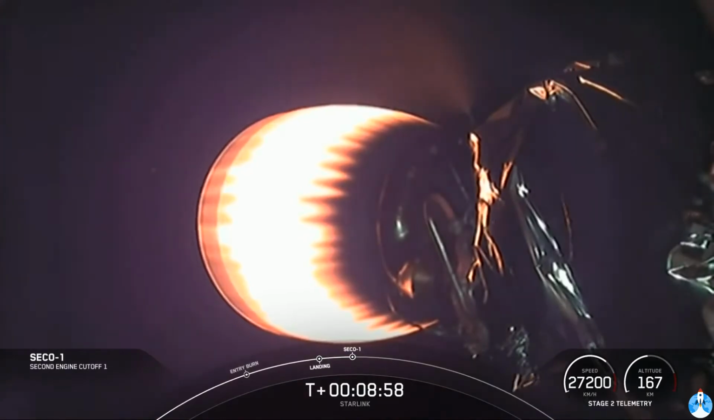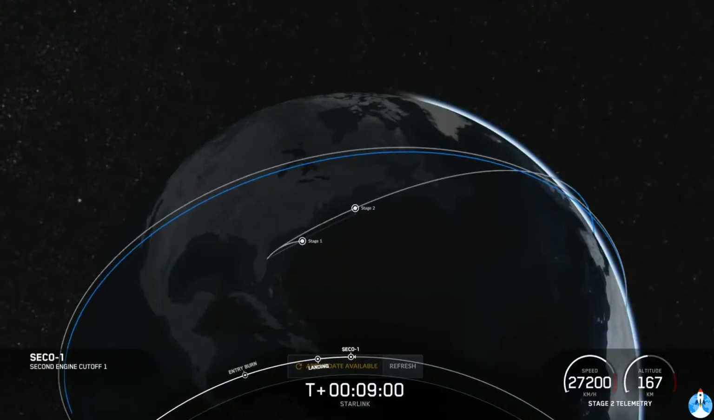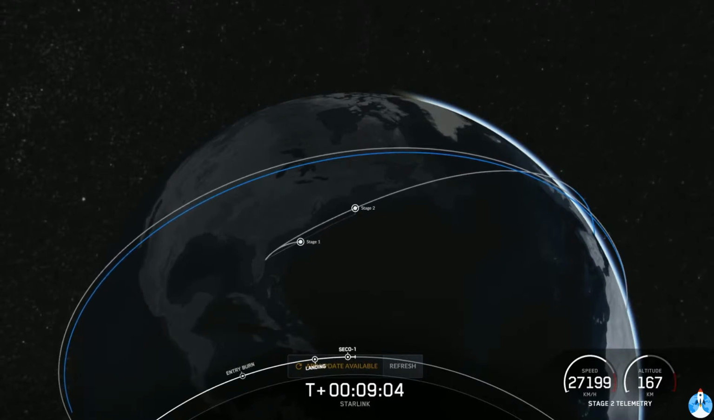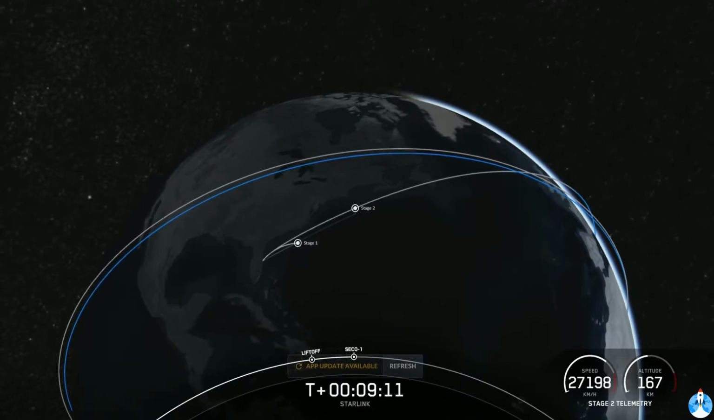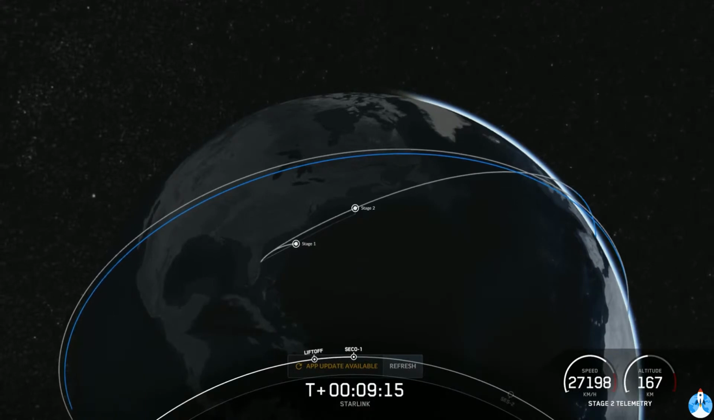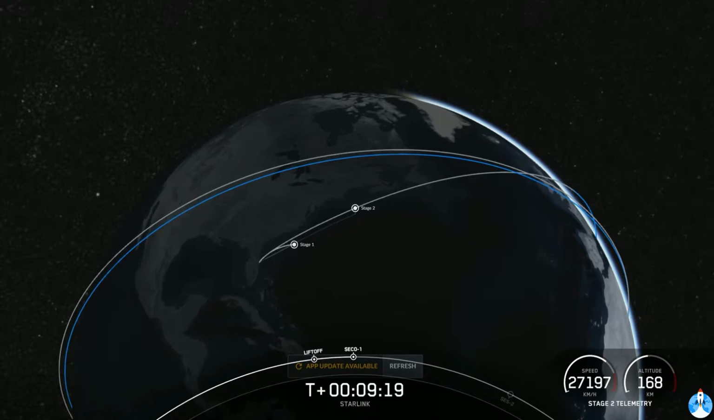SECO. And we've had second engine cutoff 1. Also signal stage 2 from the Cape as expected. And we confirmed good orbit.